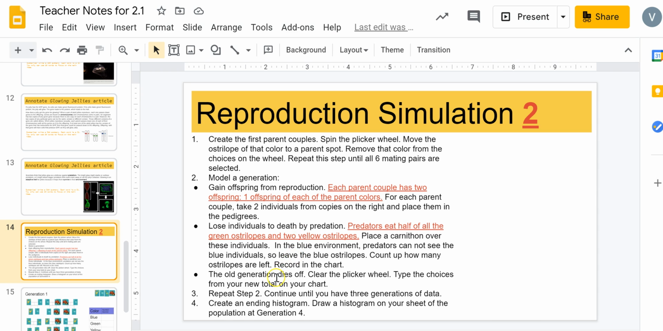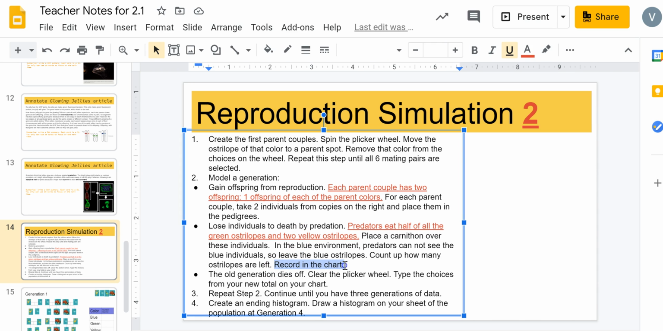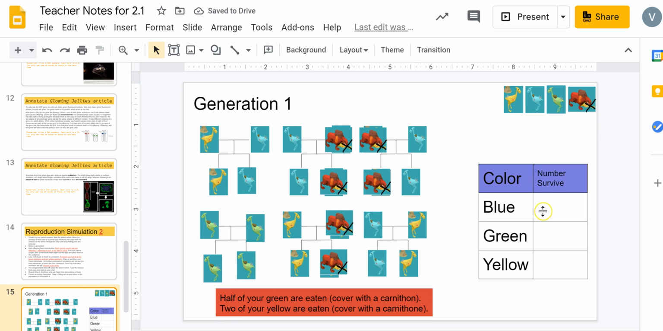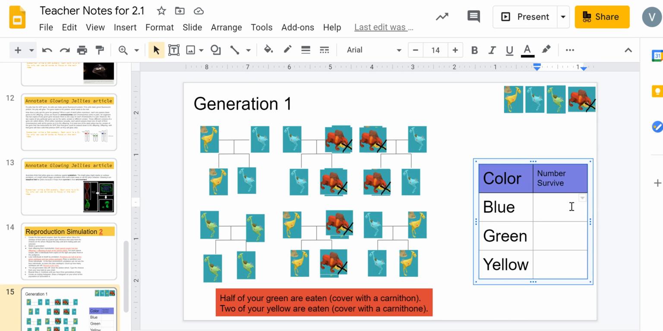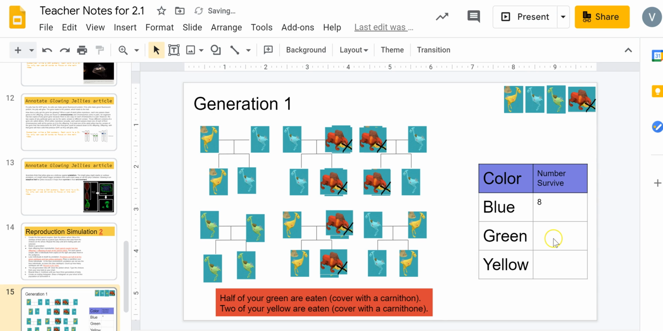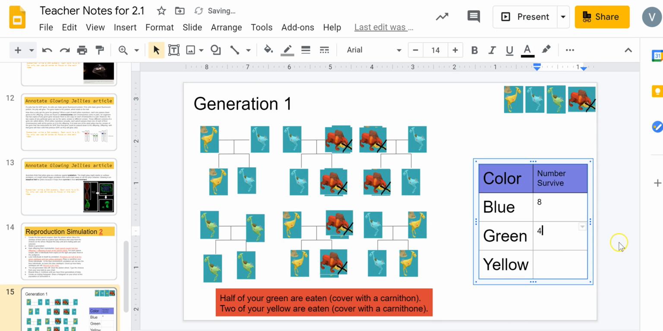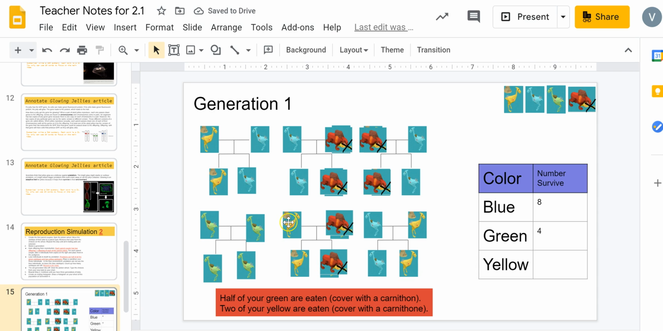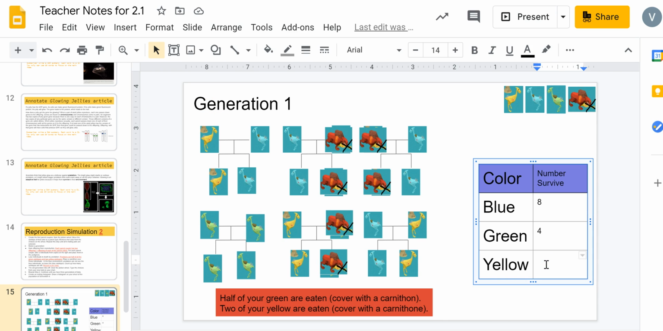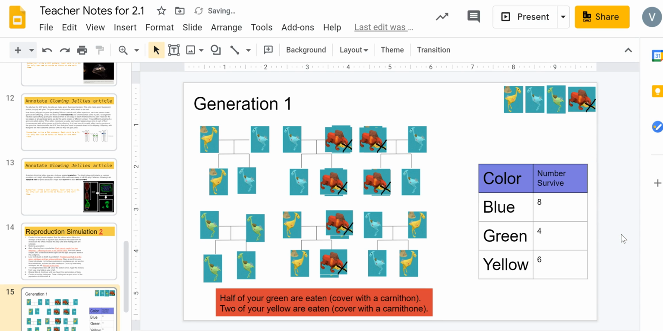Now we're going to go down and record it on the chart. Okay. We're going to make sure we have this recorded on the chart. So let's count up how many we have left. How many blues? 1, 2, 3, 4, 5, 6, 7, 8. We have 8 blues. So I'm going to put 8 here. And how many greens do we have? 1, 2, 3, 4 greens. I have 4 greens left. And how many yellows? 1, 2, 3, 4, 5, 6. 6 yellows. Okay, so we have 8 blue, 4 green, and 6 yellows.